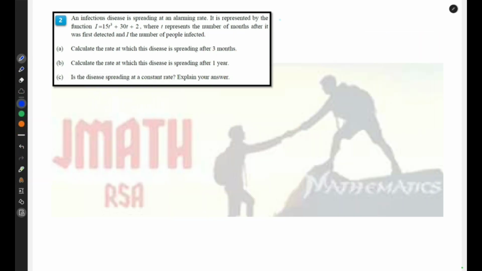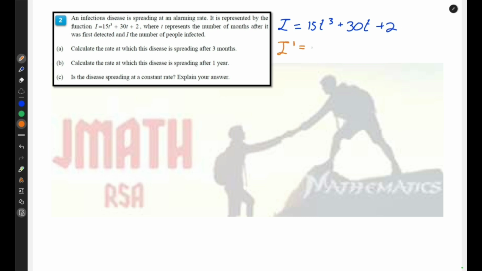So question 2, an infectious disease is spreading at an alarming rate. It is represented by the function infection is equal to, and then they give me the whole thing, where t represents the number of months after it was first detected, and I the number of people infected. Okay, question A. Calculate the rate, so derivative, at which the disease is spreading after 3 months. So it's not average or anything. It is just get the derivative, sub in 3 into the derivative.